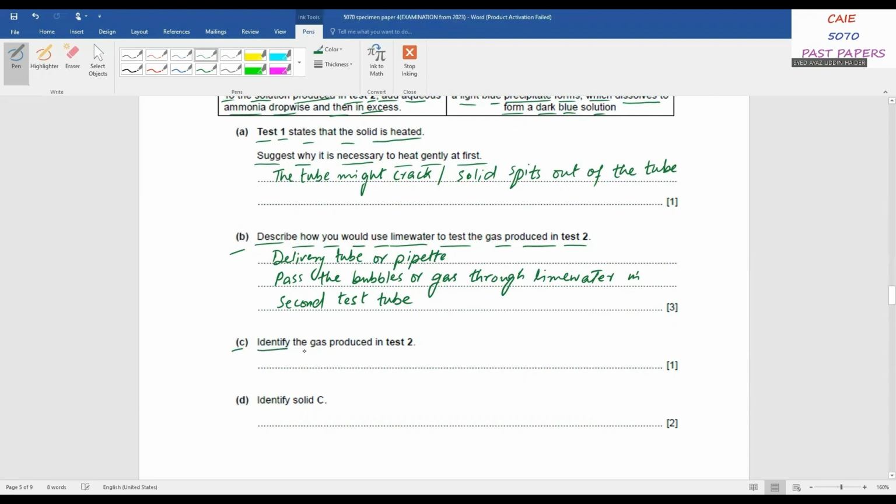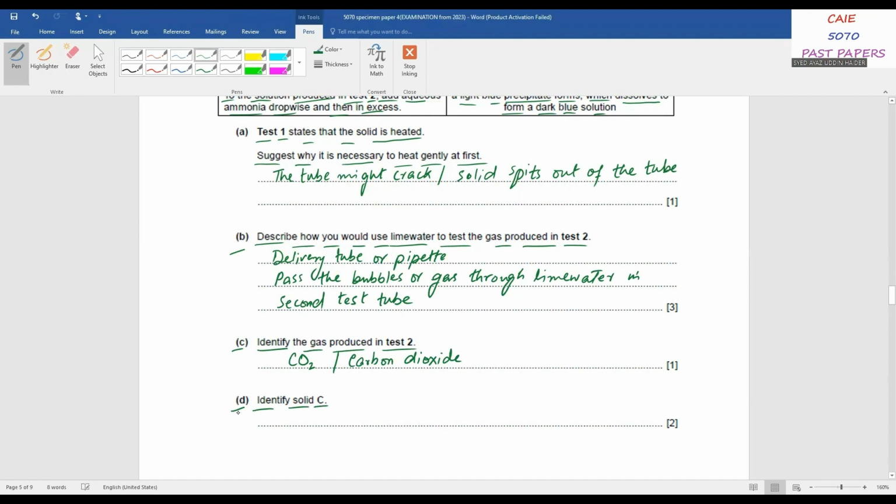C. Identify the gas produced in the test tube. Now you have to identify the gas. This is very easy. You can either write the formula of the gas, which is CO2, or you can write the name of the gas, which is carbon dioxide.